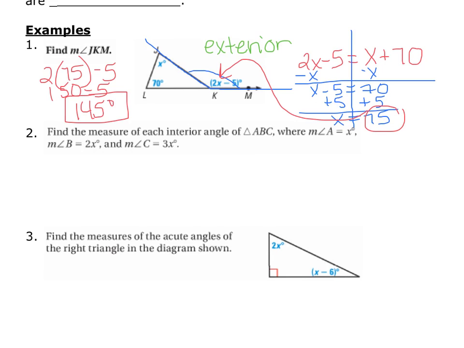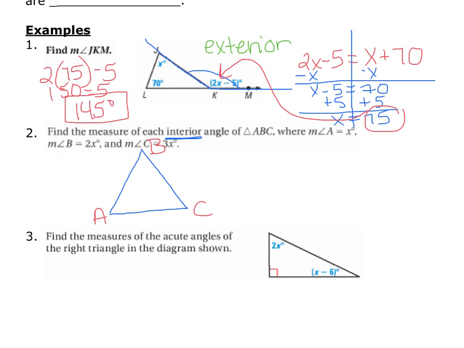Okay, number 2, find the measure of each interior angle of triangle ABC. So remember, when there's no picture, we're always going to draw one. So we have triangle ABC. And when you're naming a triangle, it doesn't matter which vertex you start at. I typically start in my bottom left, but that's just where my eye and pencil go. You don't have to. You can put the A anywhere you want and just make sure you go around in a circle.